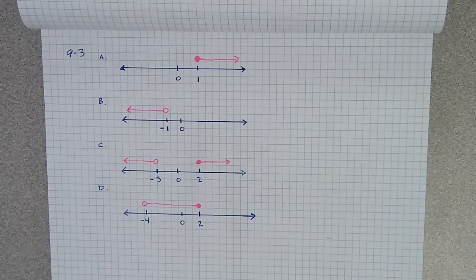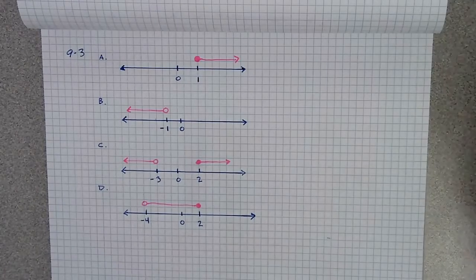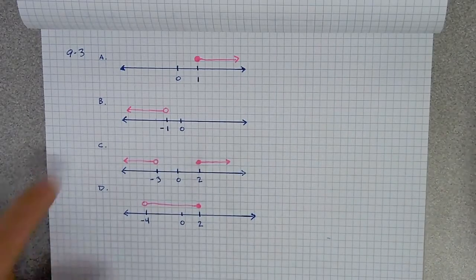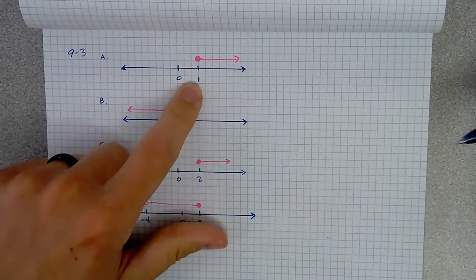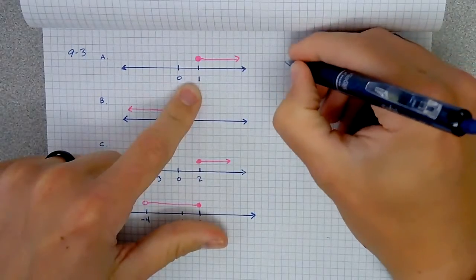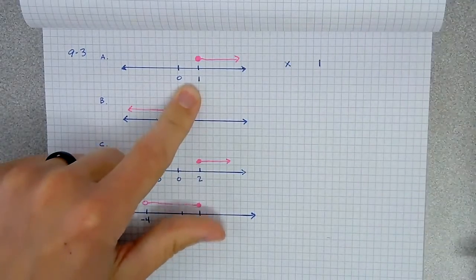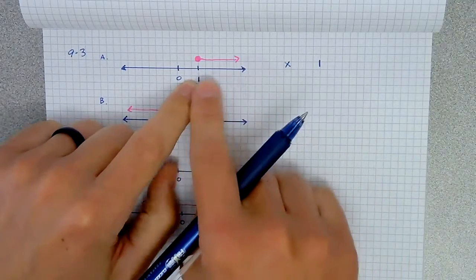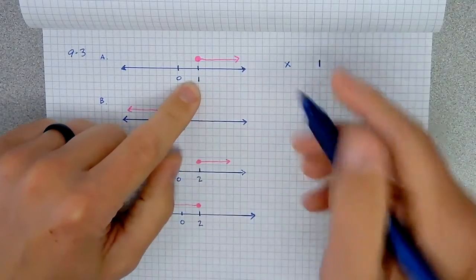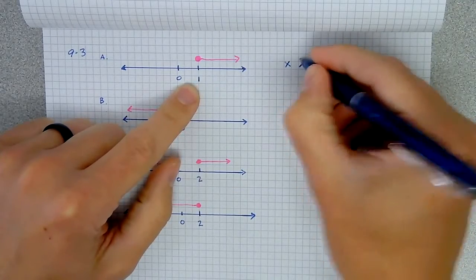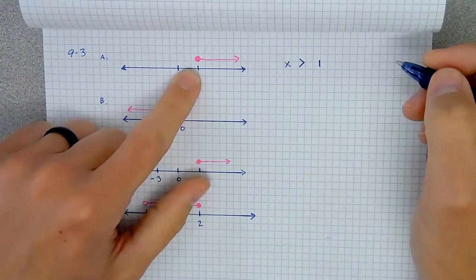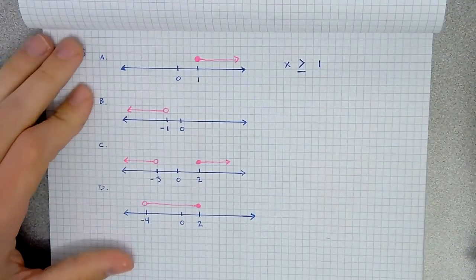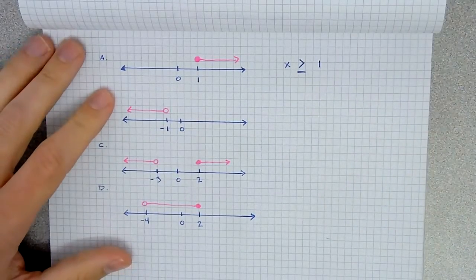Graphs that look like this. All right, so now kind of working the opposite way. We're given the graph, and we write the inequality expression. All right, so boundary point here at 1. So we should know we have an x and we have a 1. Since the arrow is pointing to the right, these are the numbers that are greater than 1. Let's say x is greater than 1. And since it's a closed dot, we're including that value. So x is greater than or equal to 1.